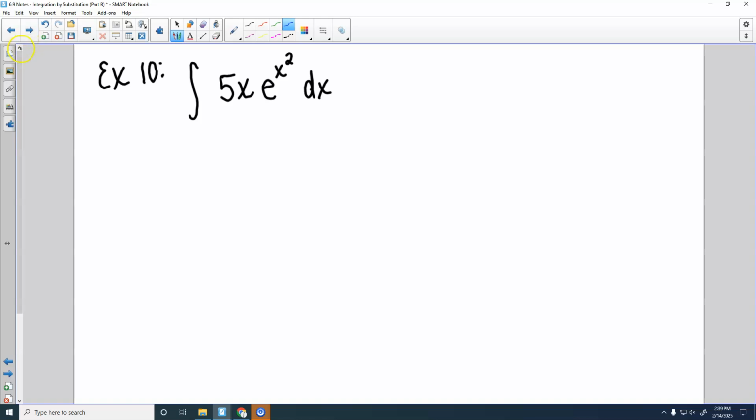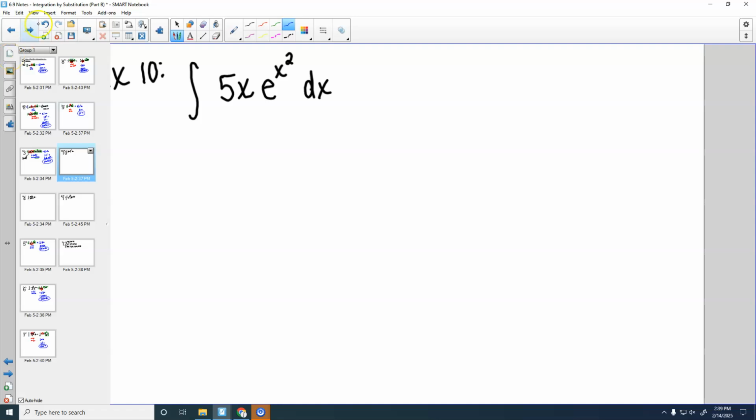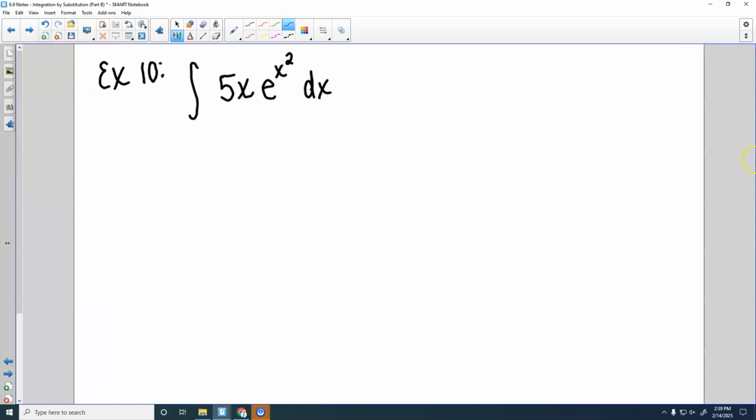Okay, here's a slightly more difficult one that we're going to look at. What do you guys think we should use for the u here? Okay, x squared, that exponent is going to be our u. The derivative of x squared is 2x. We'll put the dx there with it.